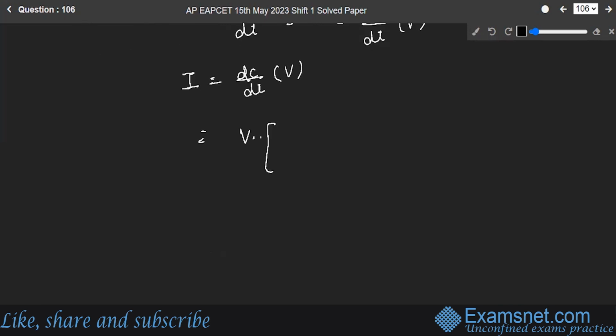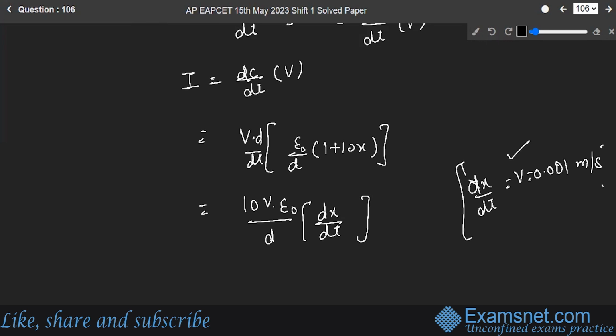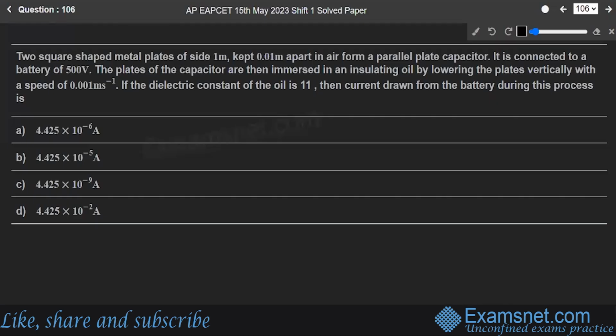I'm writing it over here: d by dt of E naught upon d into 1 plus 10x, or this is equal to 10V E naught upon d dx by dt. Now you already have dx by dt in meters per second. This is given to you. So let's fill in, putting all the values in this equation. You will have the current is equal to 10 into 0.001 into E naught.